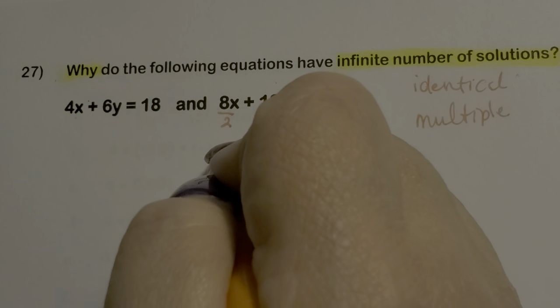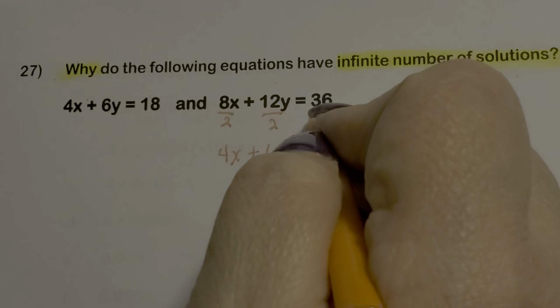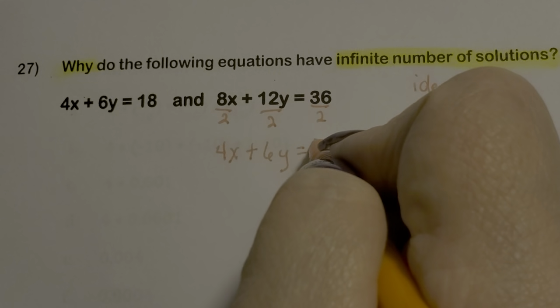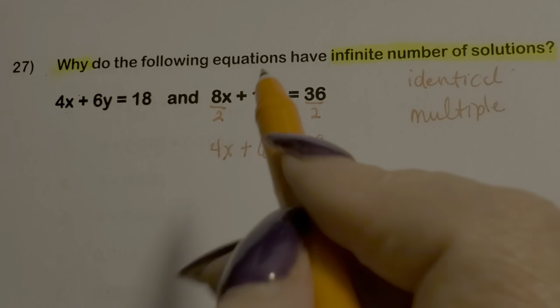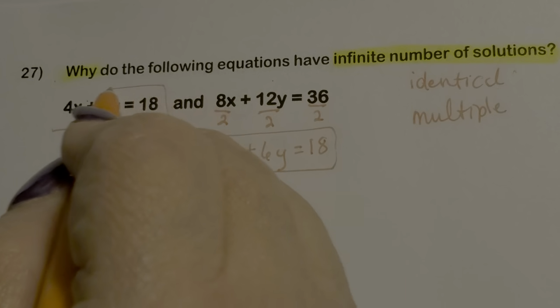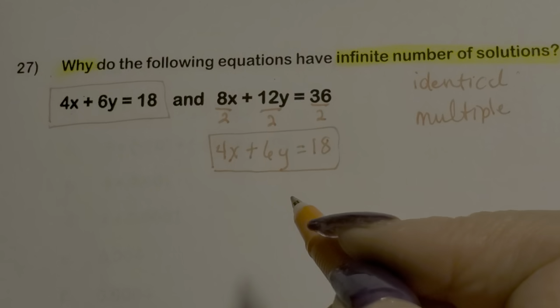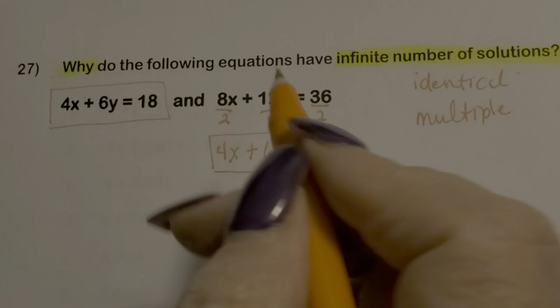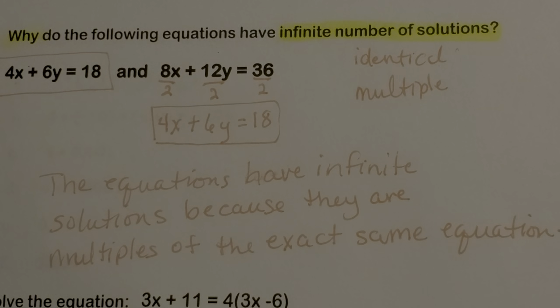That would be 6y. So this would be 4x. This would be 6y. Well, what's 36 divided by 2? That would be 18. What do you notice about these two equations? Now that I've taken the multiple out of them, this equation is identical to the first equation. Therefore, this is why they have infinite solutions. The equations have infinite solutions because they are multiples of the exact same equation.